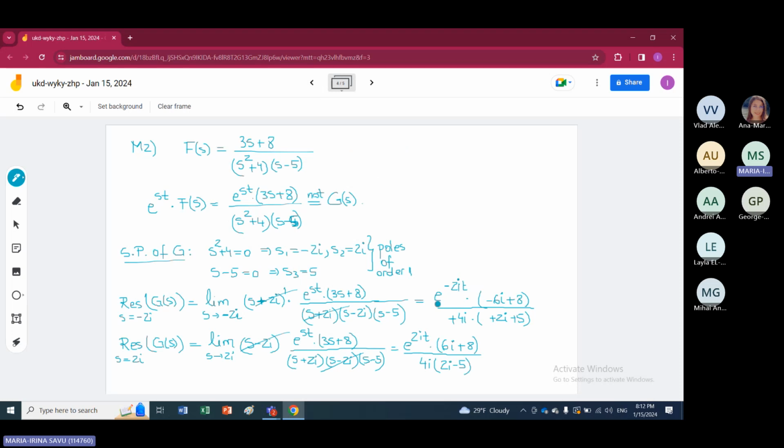And you have e at minus 2it, which must be written using the Euler's formula. Do you remember the Euler's formula? E at i alpha is cosine alpha plus i sine alpha. Exactly. So in this case, you have to apply this formula here and also here.